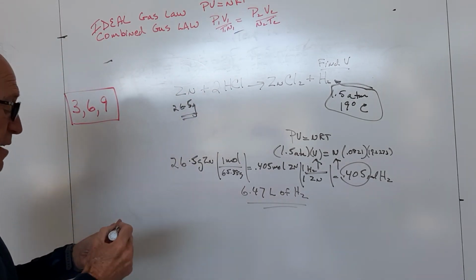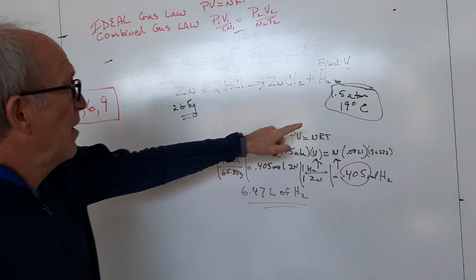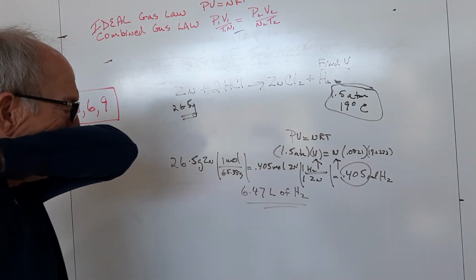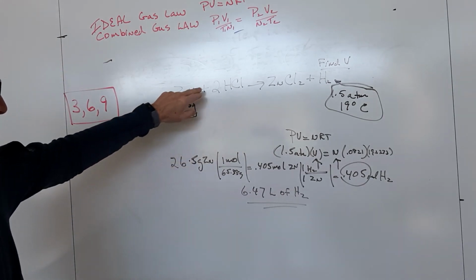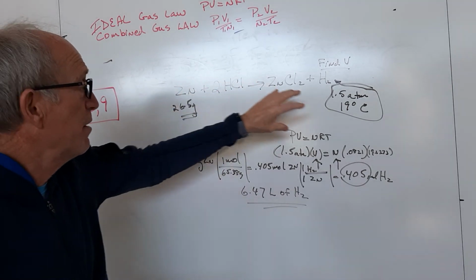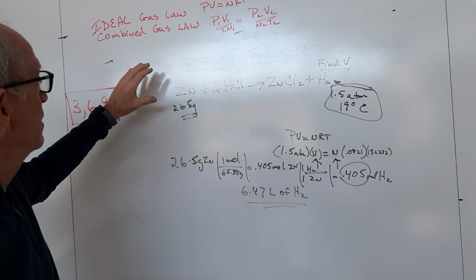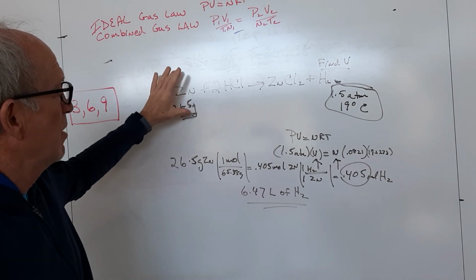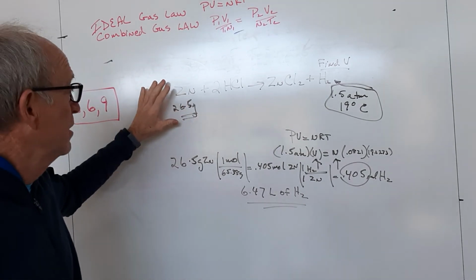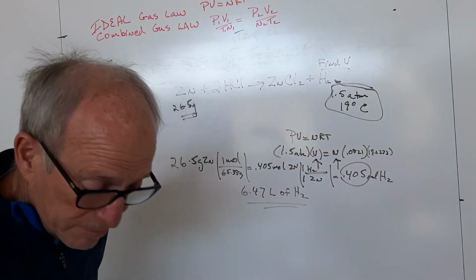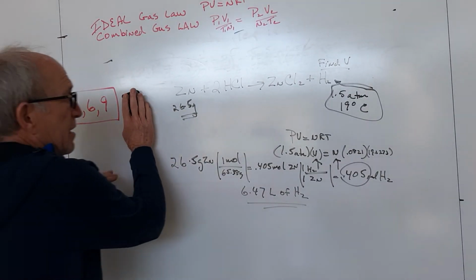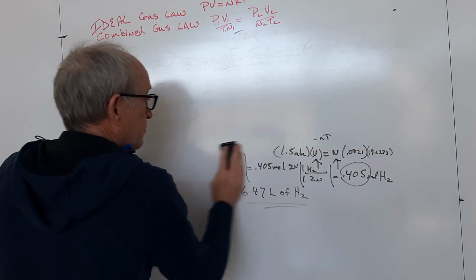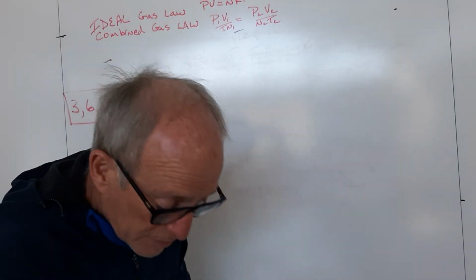So what I've done here is I want to find the volume, but I don't know what n is, but I can stoich it from the zinc. When you have two variables, see if you can find one variable, which is usually going to be moles, by using stoichiometry. Okay, that's number 3. I think we're going to do number 6 next.